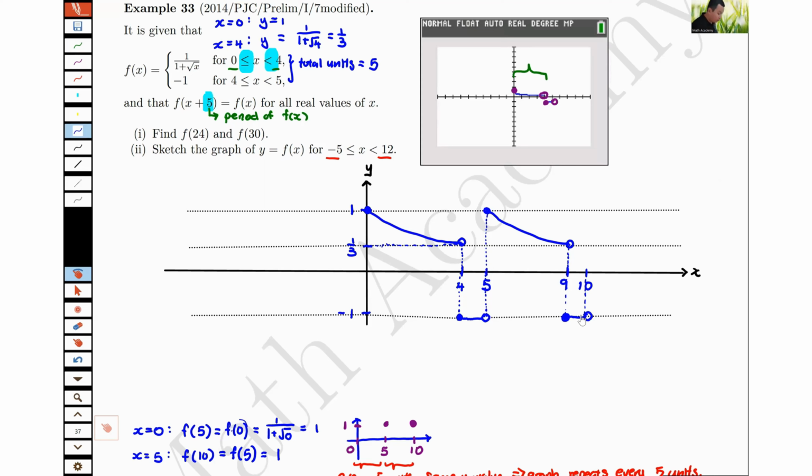We don't want to stop at 10. The question says we continue to 12. So I will continue with 2 more units up to 12. So 12 will not be a full cycle. There's only 2 units here. I know that one full cycle from the front is 4 units. Hence, the graph starting from 10 will stop abruptly at a particular value which we will find out. Okay, so at 10 it's here and at 12 we are stopping here.